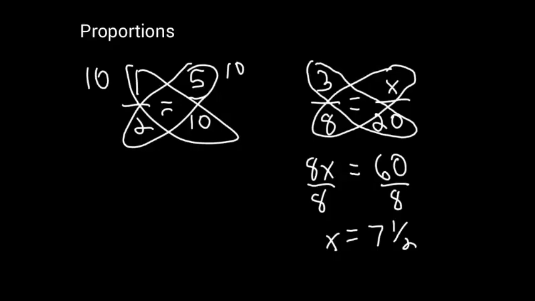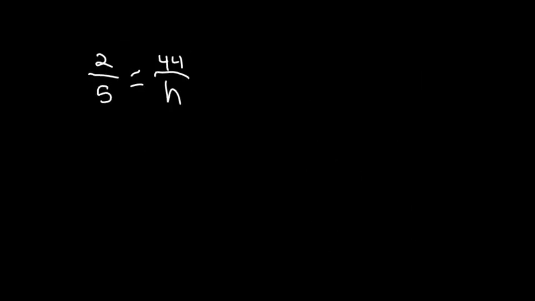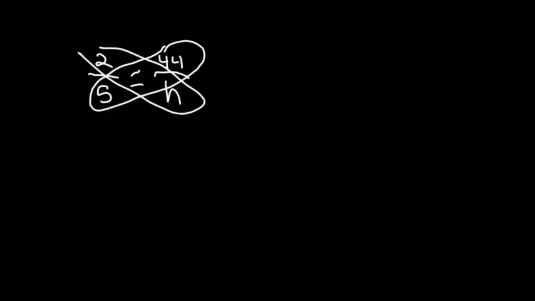Alright, so let's go through a couple more of those. Now I have 2/5 equals 44 over h. So again, multiply. 2 times h is 2h, and that equals 5 times 44. 5 times 4 is 20. Carry the 2, so 22. So 2h equals 220. Divide by 2, divide by 2. h is equal to 110.